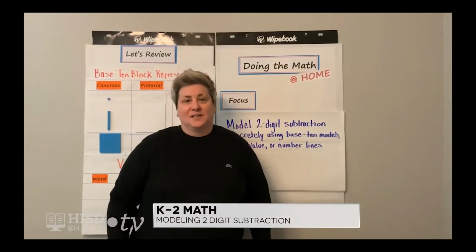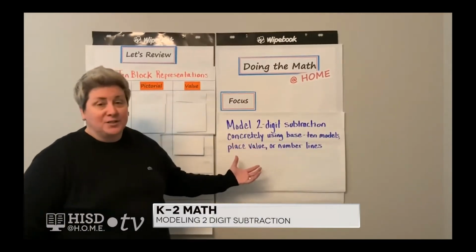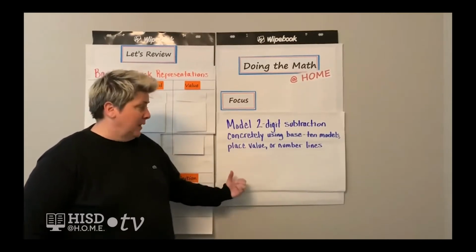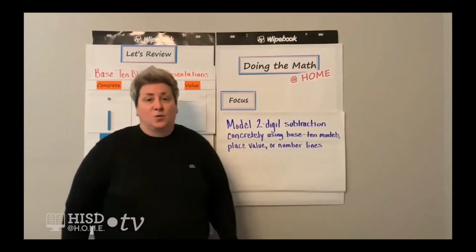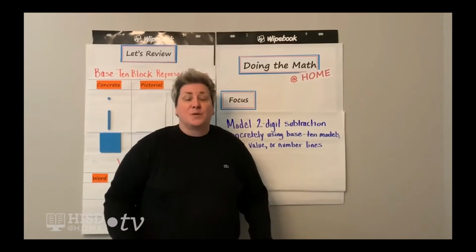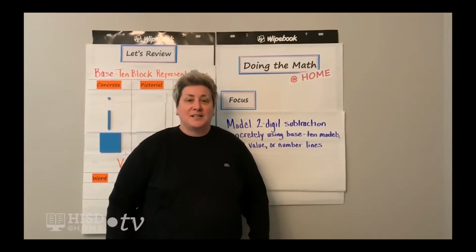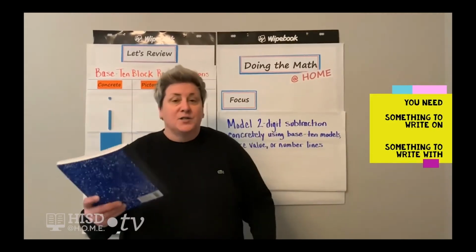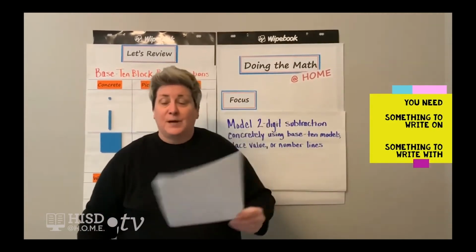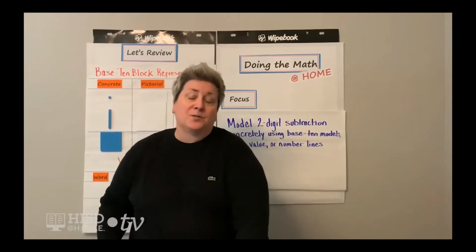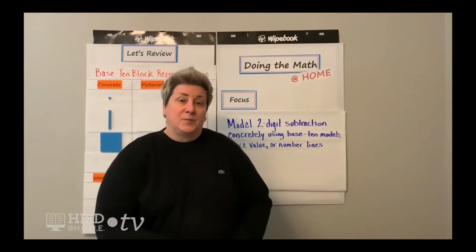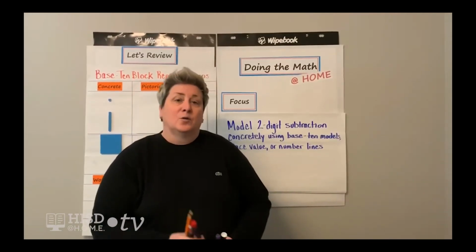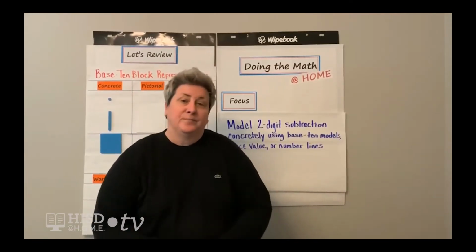For today's lesson, we are going to model two-digit subtraction concretely using base 10 models, pictorial models, place value, and/or number lines. Before we get started today, there are a few things that I need you to get from around your house. The first thing I need you to get is something to write on, so a notebook or some loose leaf paper would be great. You also need something to write with, and that could be anything from a colored pencil or a regular pencil, a marker, or even an ink pen.